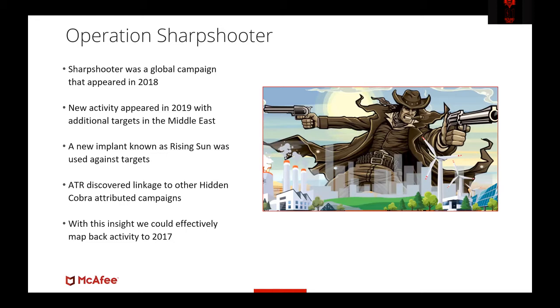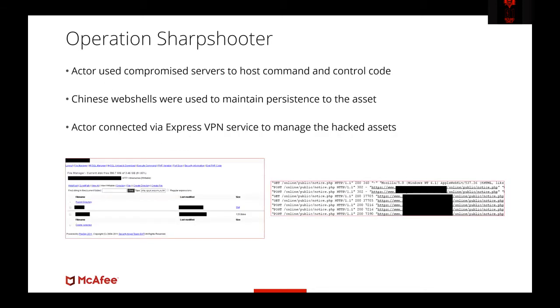ATI discovered additional links to other Hidden Cobra attributed activities. So essentially, based on all of this data and information, which also included having access and insight into a command and control server, it gave us some additional means of tracking stuff going back to 2017.